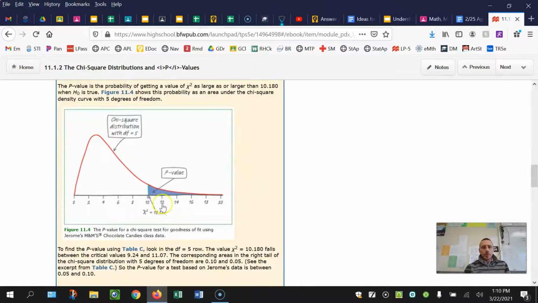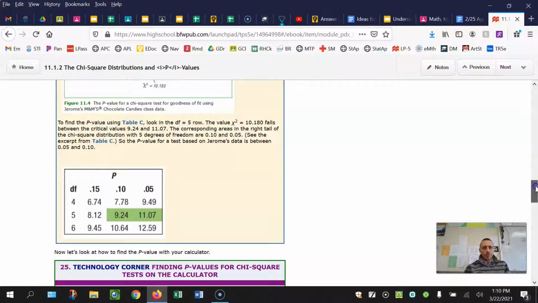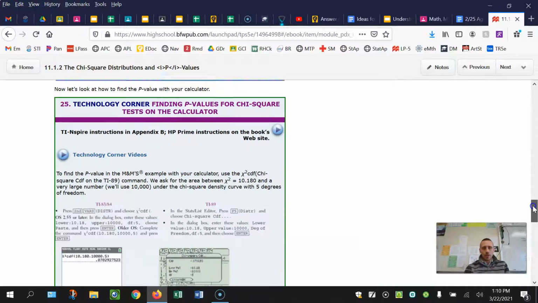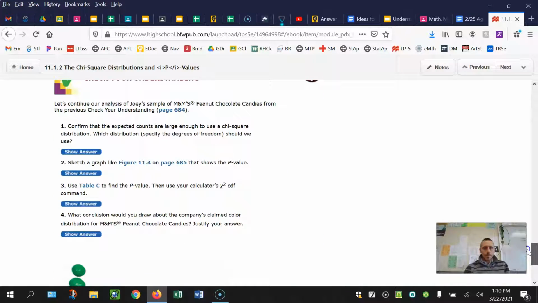To get our p-value, we're going to use chi-squared CDF from the test statistic, in this case 10.18, to infinity, comma, 5 degrees of freedom. Similar to tcdf, it references some table in the back. We're not going to use the table, so you don't need to worry about that.